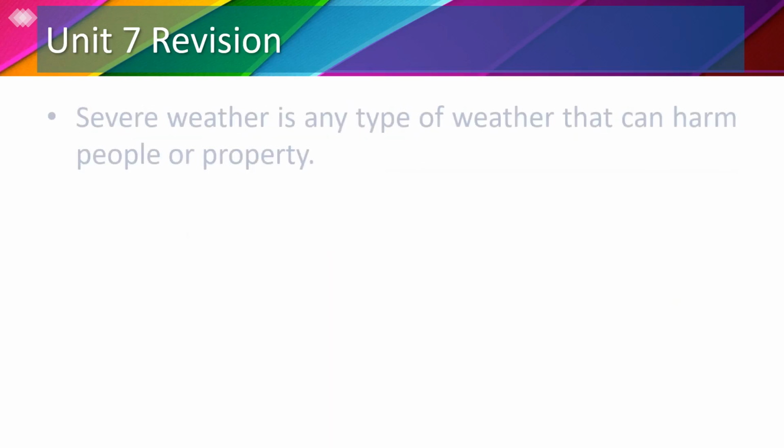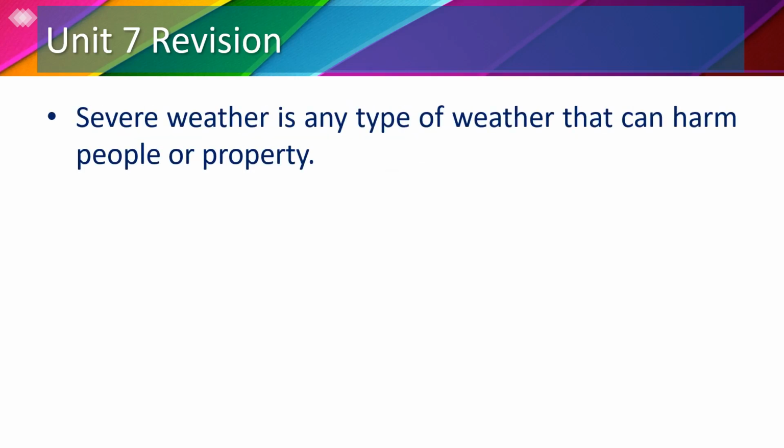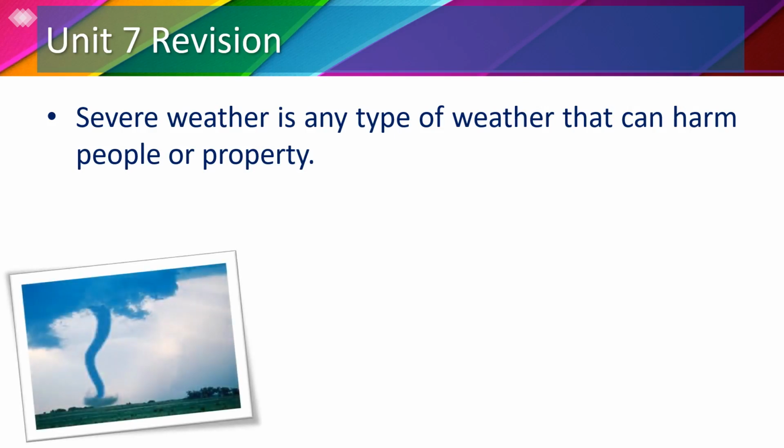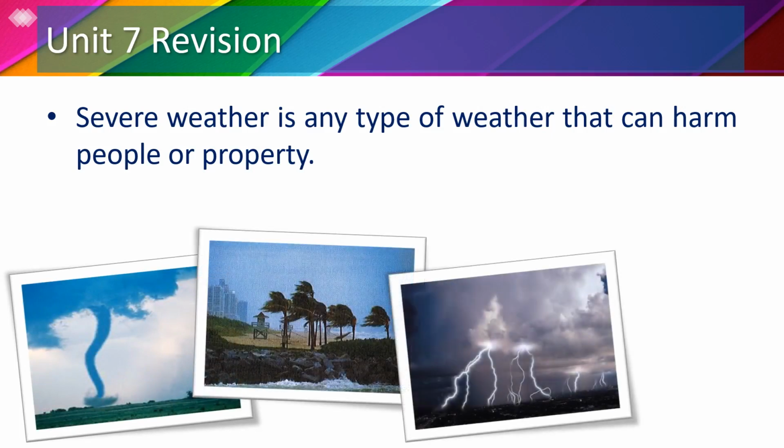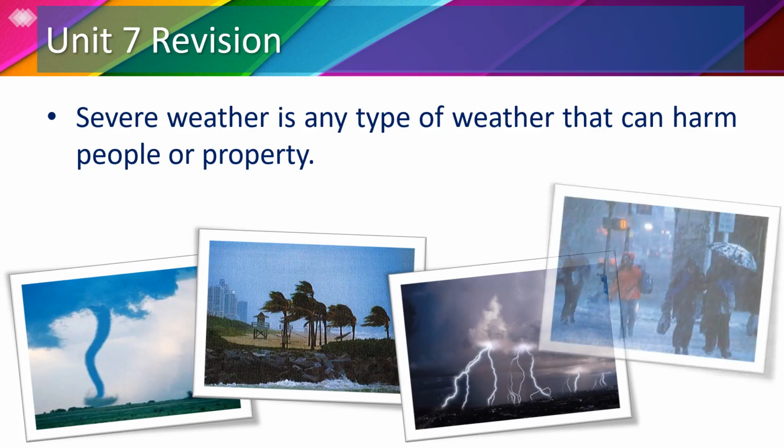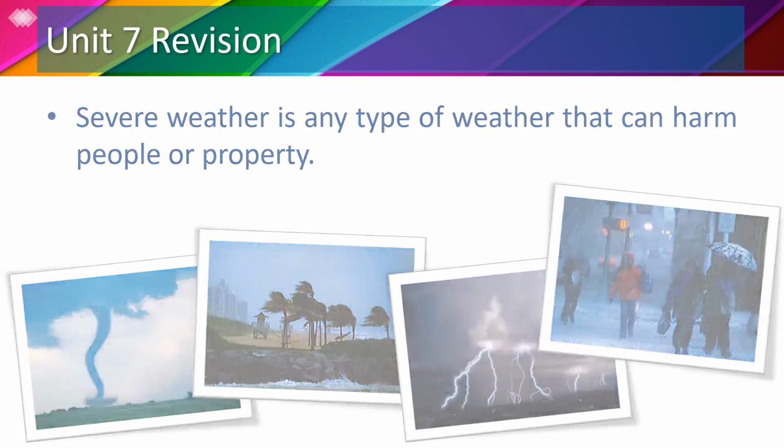We also said that severe weather is any type of weather that can harm people or property. Some types of severe weather include tornadoes, which are known for their strong winds, hurricanes and their heavy rain, thunderstorms and their dangerous lightning, and blizzards and their blowing snow.